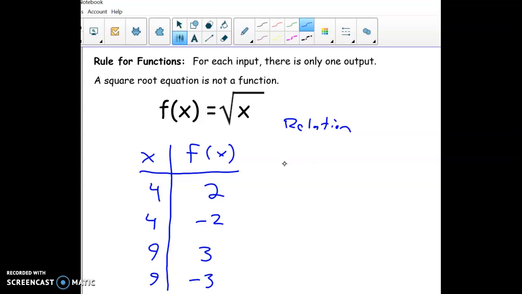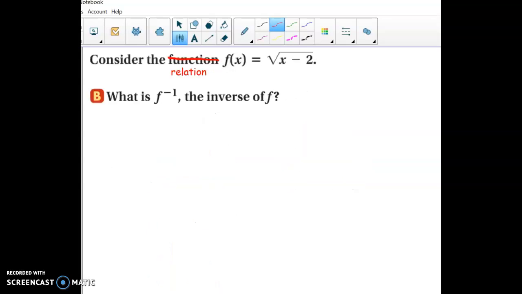Okay, and there's definitely ways around this. Oftentimes what they'll do is limit the range, the outputs, and say that those have to be greater than or equal to 0, so that we're not going to look at these negative outputs. So they have ways around it, but in general, if they ask you in this lesson whether it is a function or not, and it's got the square root without any limit on the range or anything like that, then the answer is no, it's not a function. They just call it a relation instead. So that's why you see this word relation sometimes instead of function.